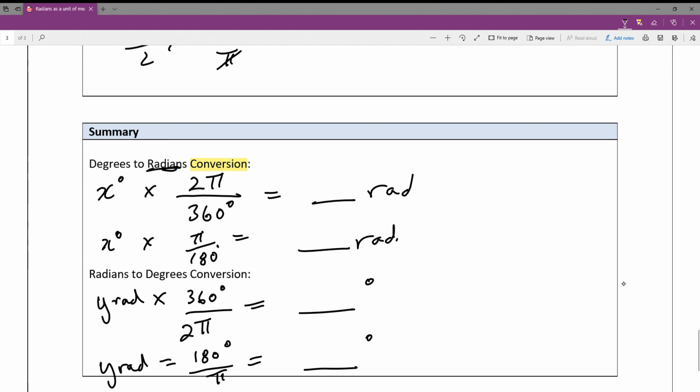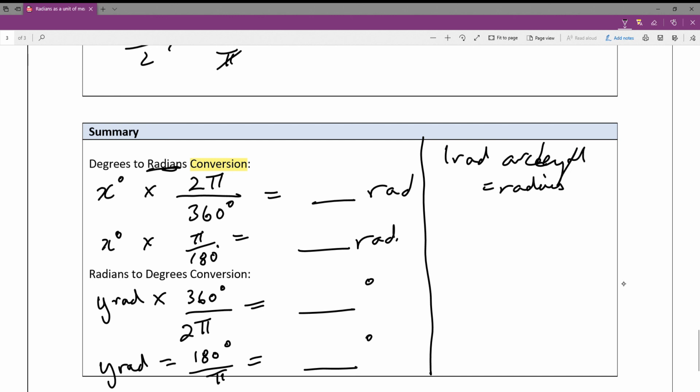So again, to summarize, radians are another way to measure angles, and it's more convenient for us later on, especially in calculus. There's another significance to radians. The arc length of 1 radian is equal to the radius of the circle. You can convert from degrees to radians and radians to degrees using these conversion methods here.